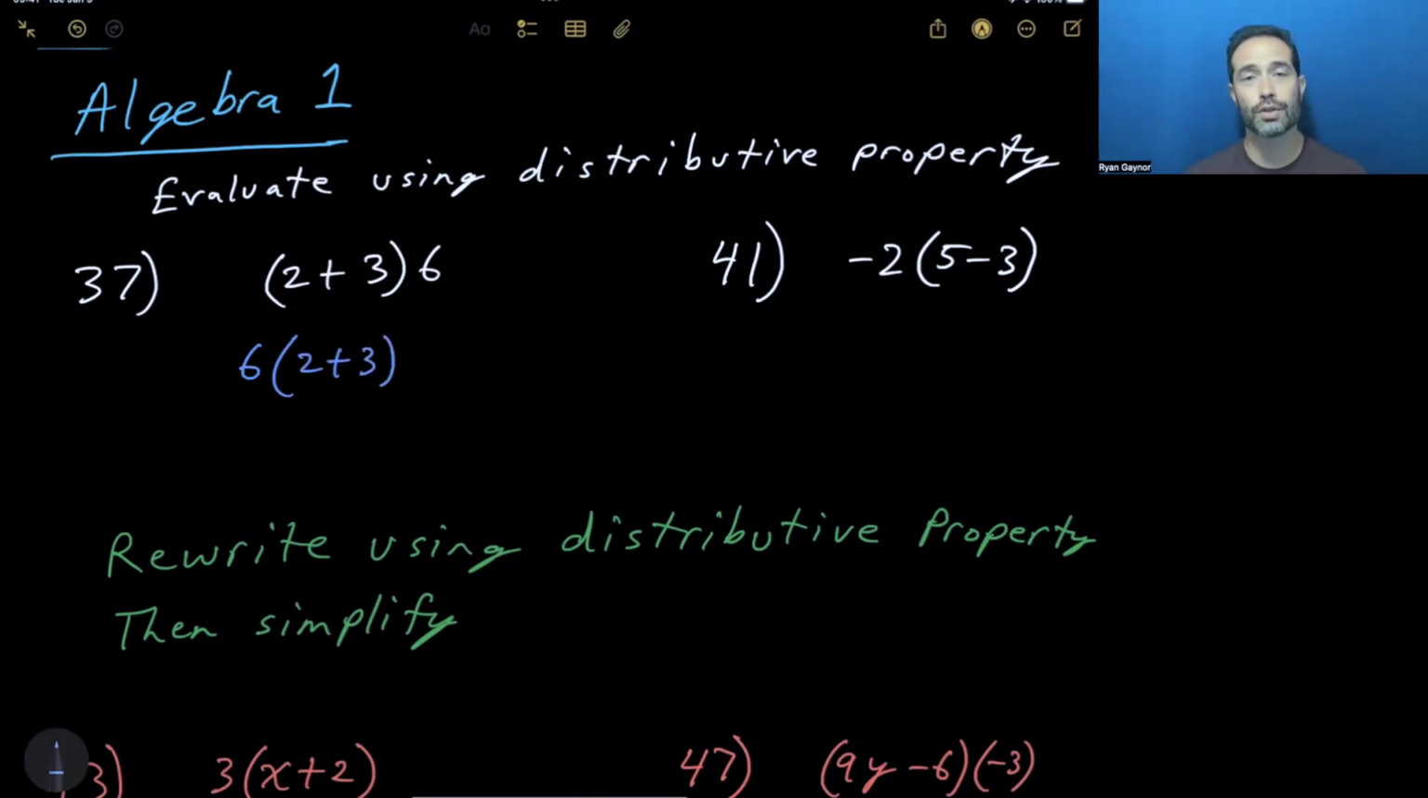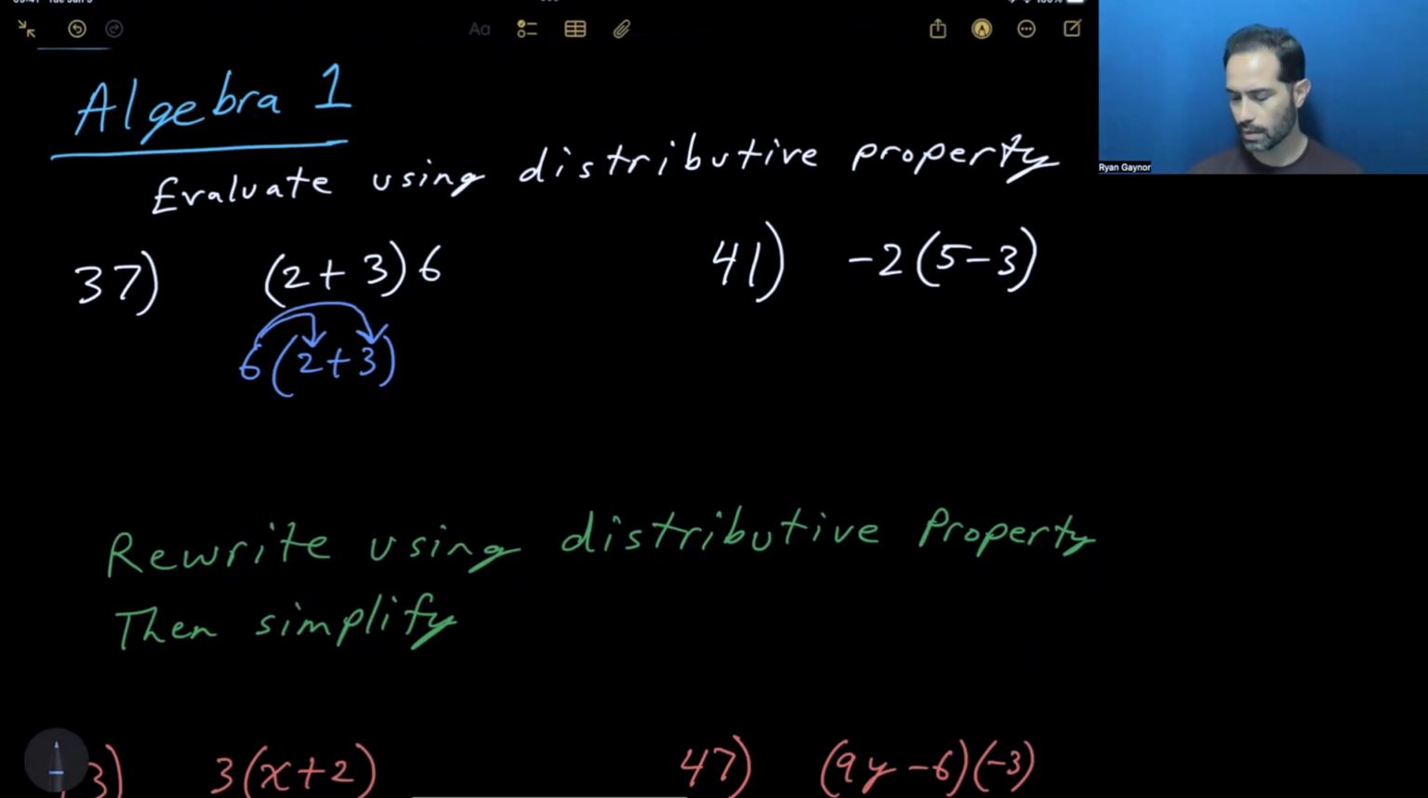Now, they want you to use the distributive property. I know in order of operations, normally you would do the parentheses first, right? So you'd go 2 plus 3, that's 5, and then you do 6 times 5. Well, here we're going to demonstrate that we know what distributive property is. So it literally means we're going to multiply the 6 to the 2 and to the 3. For those of you who don't know, when there's a number or a variable on the outside of a parenthesis, right next to it, it means multiplication.